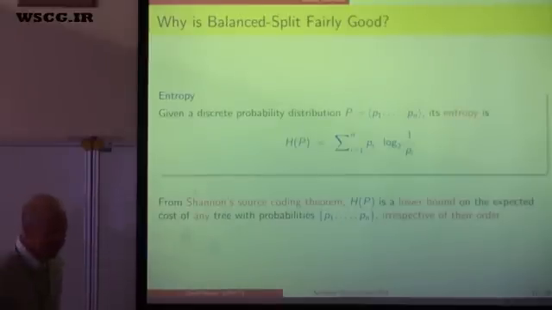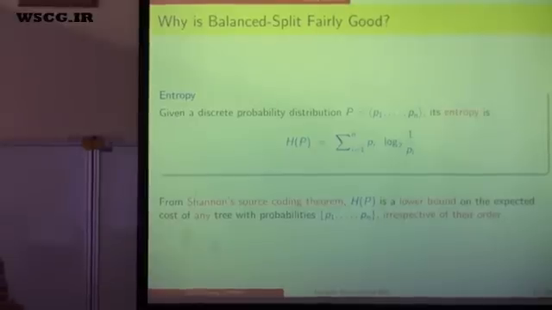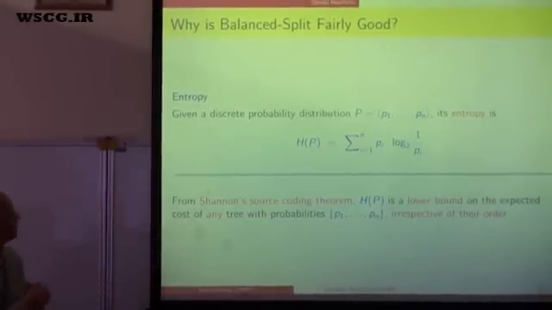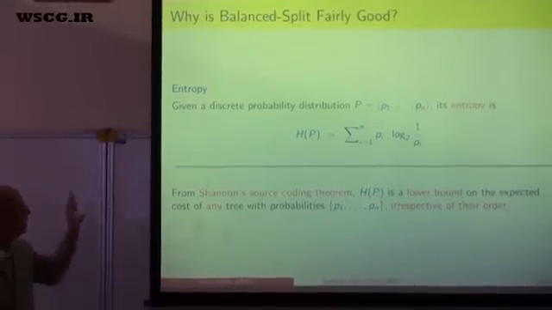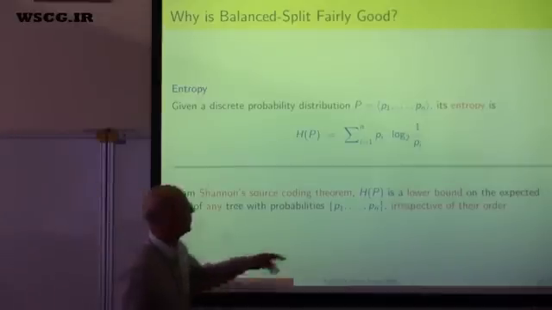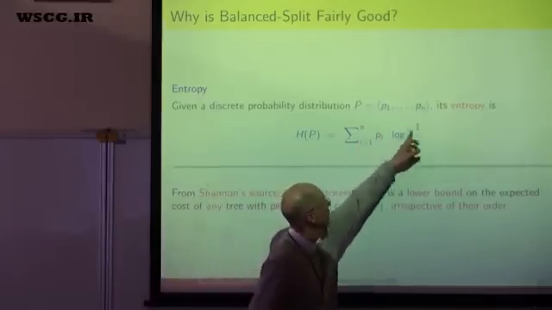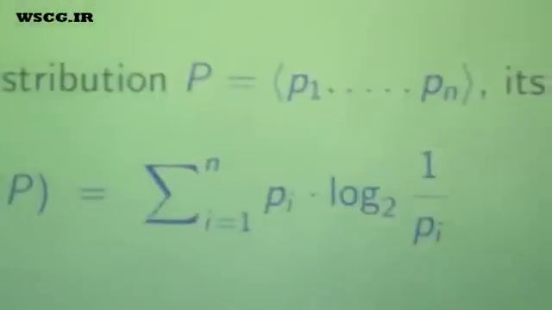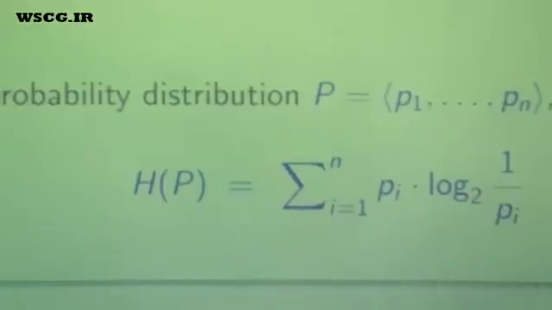To get to what I really want to show you, which is why the good algorithm, the balanced partition, is actually a good solution, I'm going to introduce this idea of entropy. Again, this is a very standard notion, and I expect that most of you have seen this before, but just to be complete, let me describe the idea. So, given a discrete probability, the entropy is defined to be the weighted sum of the log base 2 of 1 over pi.